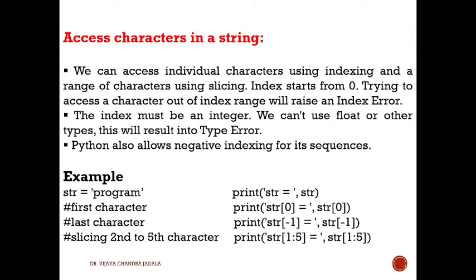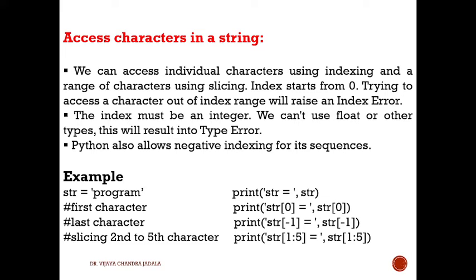Access characters in a string. We can access individual characters using indexing and a range of characters using slicing. Indexes start from 0. Trying to access a character out of index range will raise an IndexError. The index must be an integer. We cannot use float or other types, as this will result in a TypeError. Python also allows negative indexing for sequences.